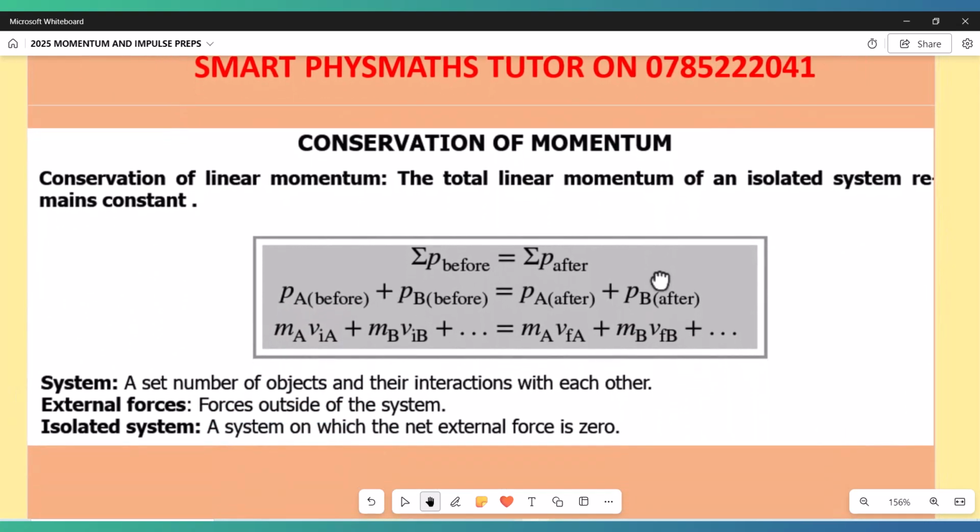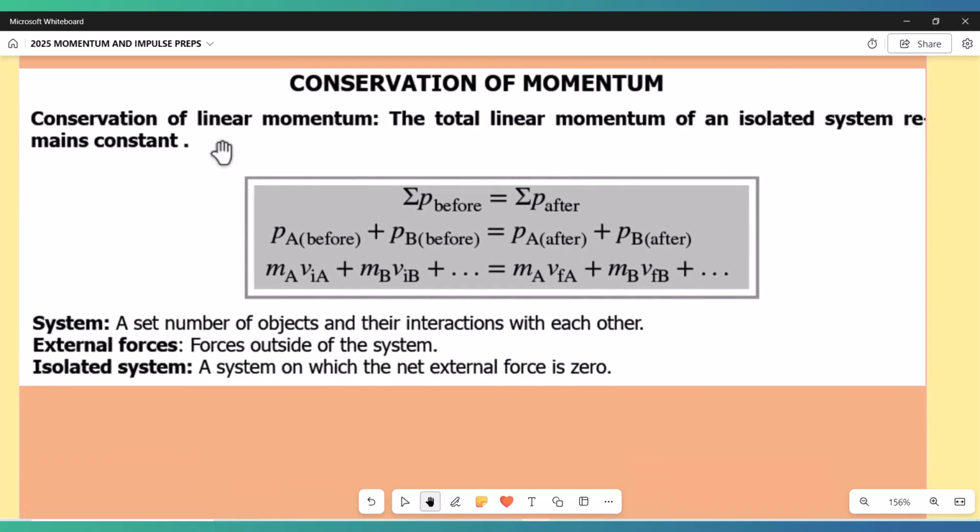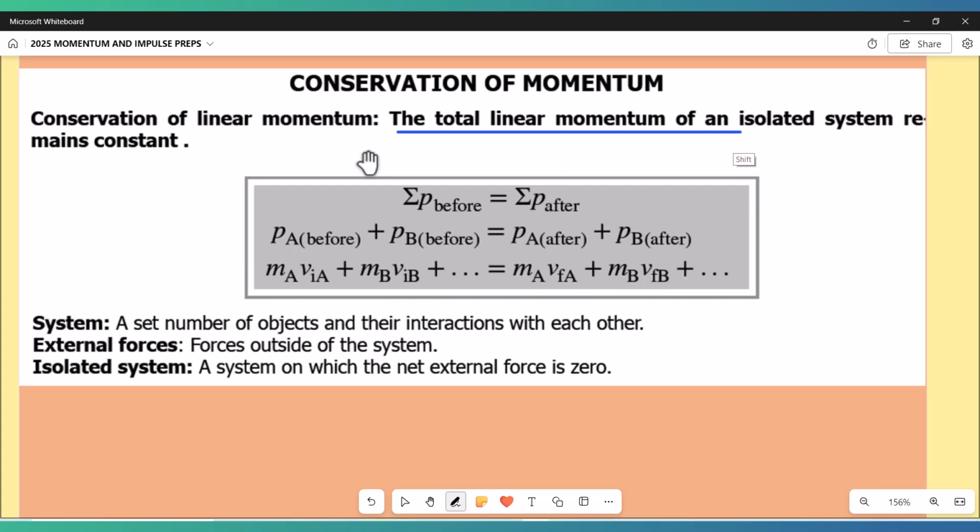We're starting now. Conservation of linear momentum. Now, how do we state it? The total linear momentum of an isolated system remains constant. If they say state the law of conservation of linear momentum, you say that the total linear momentum of an isolated system remains constant. That's how we state it.